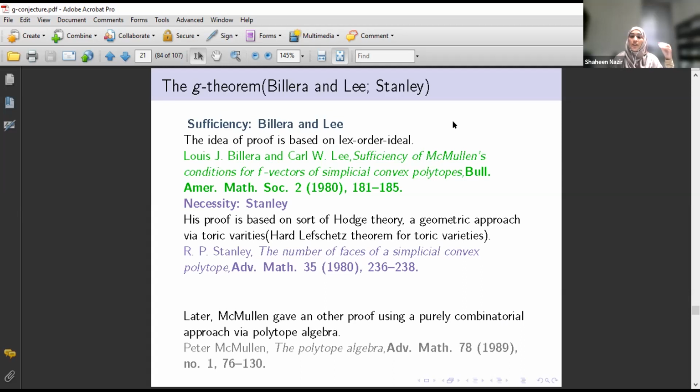But there are still a lot of questions. Does this conjecture hold for simplicial spheres or not? The sufficient condition clearly holds, but for the necessity condition it is really hard to see whether it holds or not.